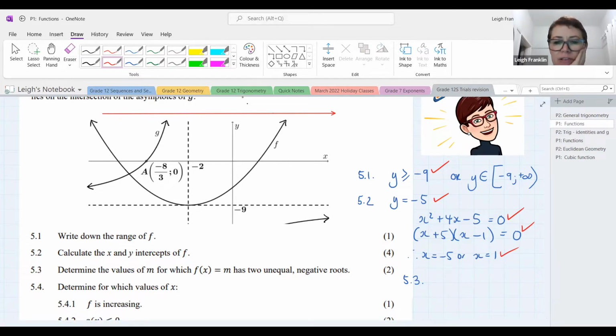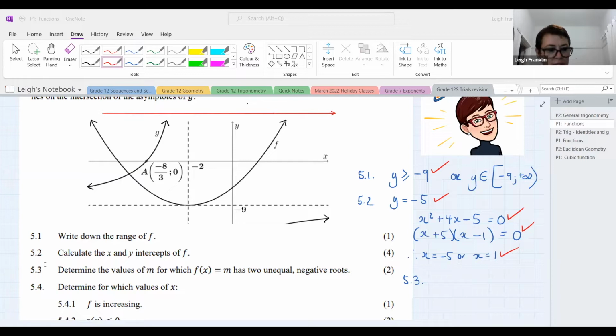What does f of x equals m mean for us? Can anybody? I can understand why you're saying that, Kaiser, but they're not talking about gradient in this case. No, the letter m doesn't represent gradient in this case.